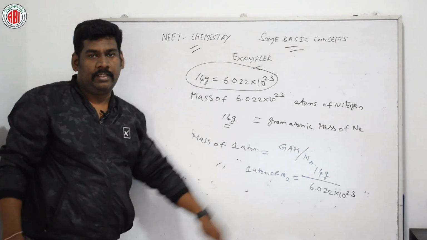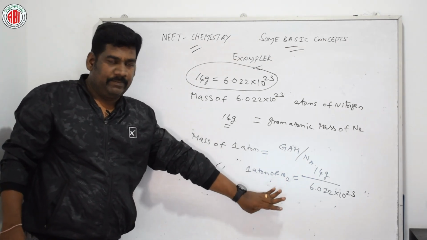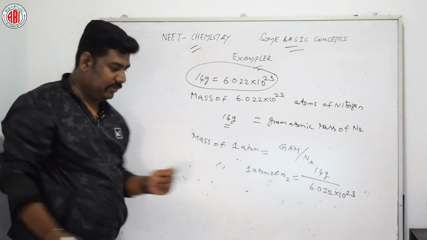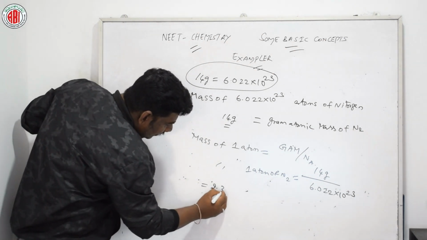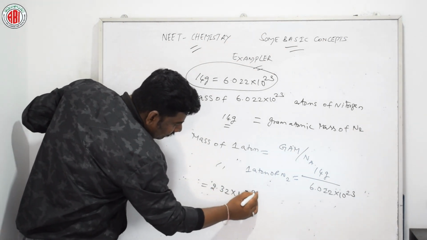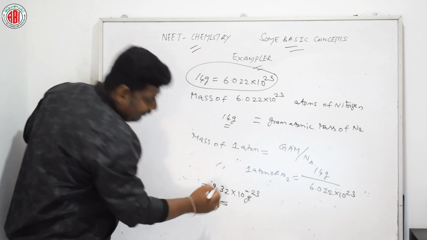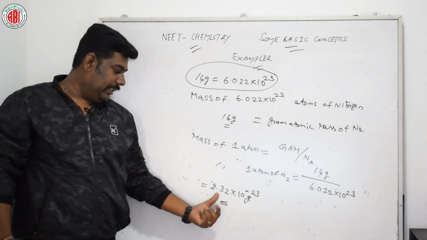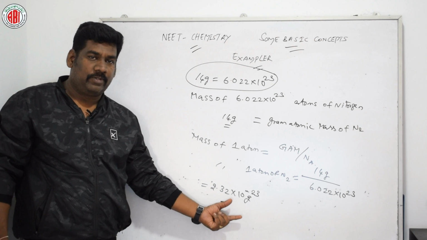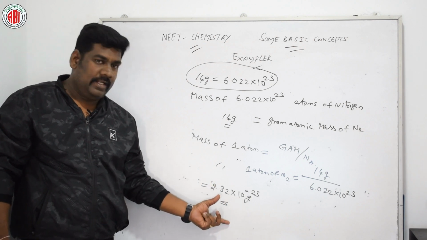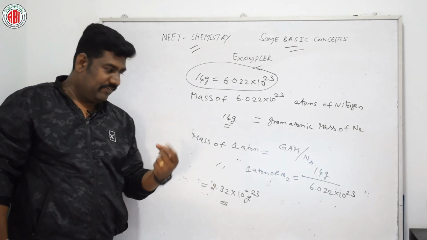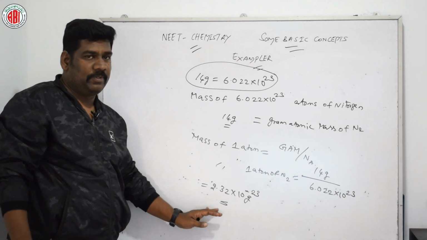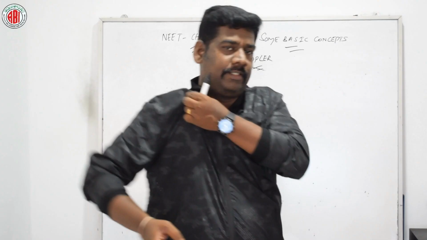Okay. Yes, this we are going to simplify. Simplifying this, we will get around 2.32 into 10 to the power of minus 23 gram. This is the mass of one atom of nitrogen. So by this way we can solve this problem. Let us go for the next question.